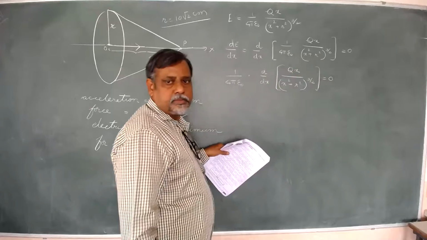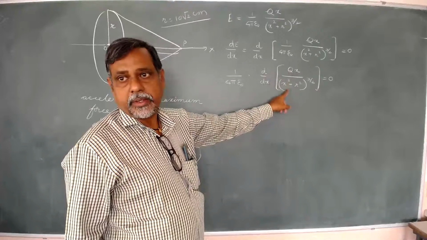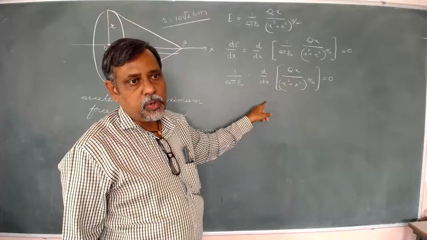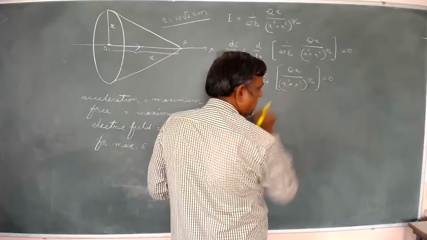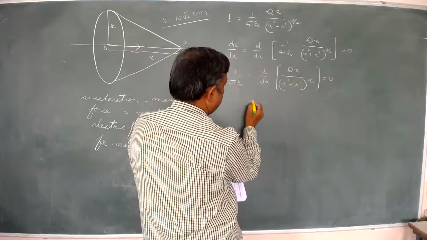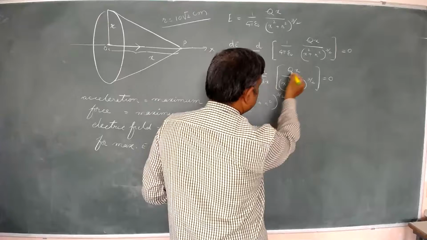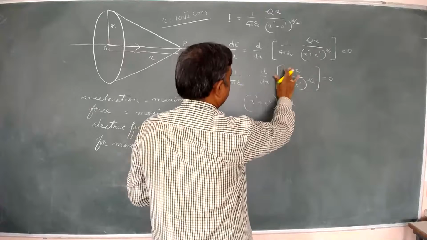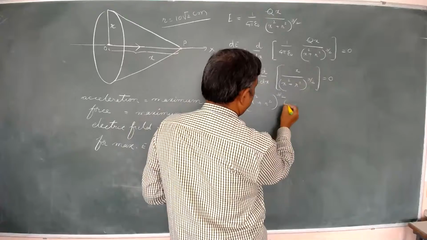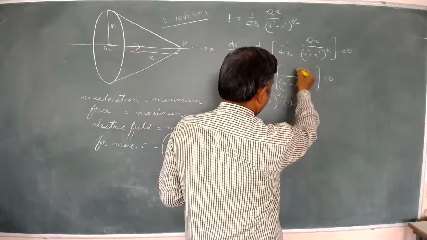Okay, so what is this? d by dx of u by v. So what is the u by v formula? v into du minus u into dv divided by v square. Did you remember the formula? Okay. So the constant I am shifting aside, it becomes 0. Now this v, (x square plus r square) whole power 3 by 2, into d by dx of Qx. Even Q can be taken as a constant charge, then that also becomes 0. Then it becomes 1. Minus u into dv.